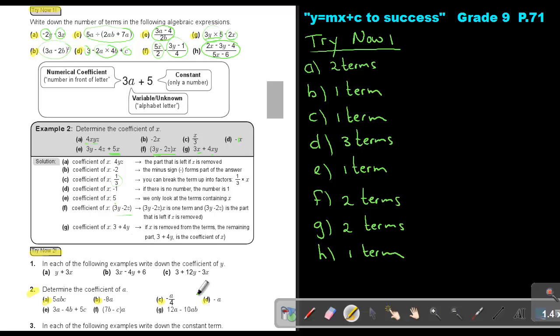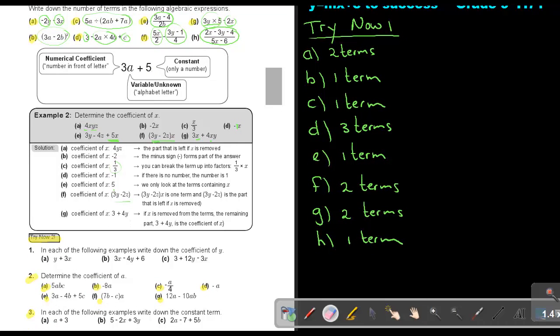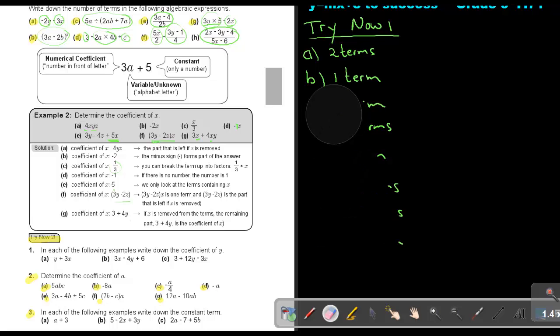I want you to try now only number 2, A, B, C, D, E, F, as well as number D. And also number 3, just to see if you know the constants. You can stop the video, and as soon as you are finished, then you can continue with the video. I'm just going to make space.